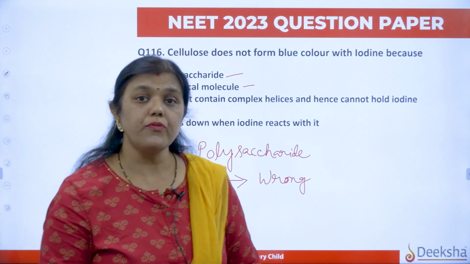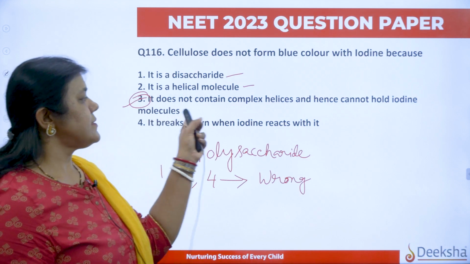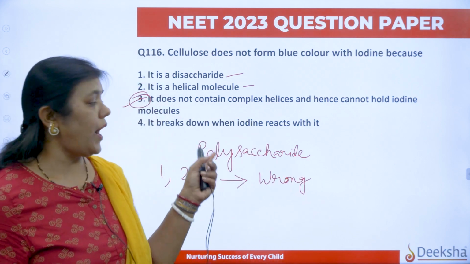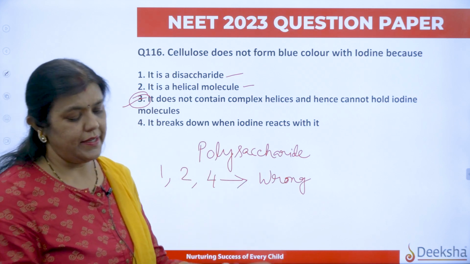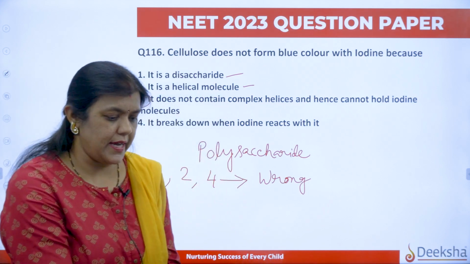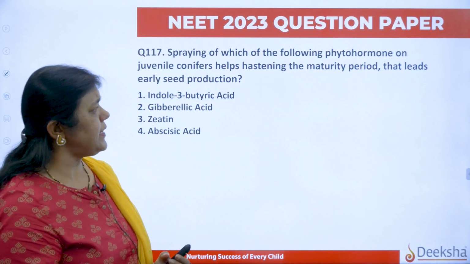Cellulose does not form blue color with iodine. Why is it so? Because it does not contain a complex helix and hence cannot hold the iodine molecule, and cellulose is a polysaccharide, so it cannot be considered a disaccharide. Now, next question, we are going to go for 117.